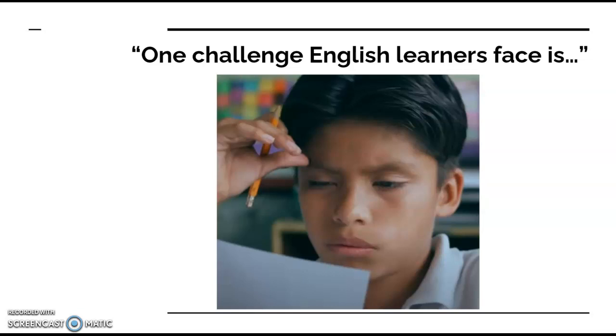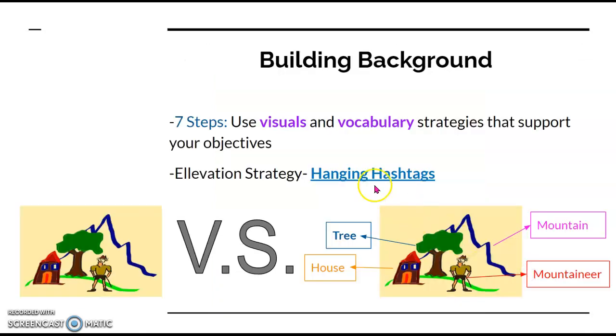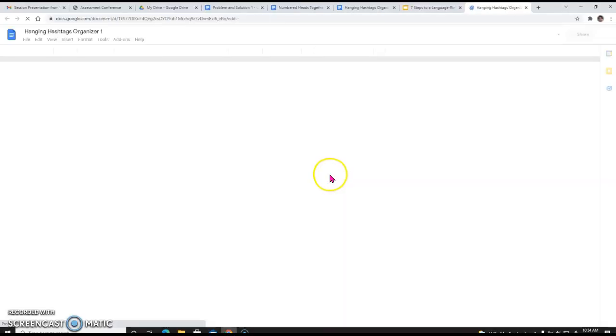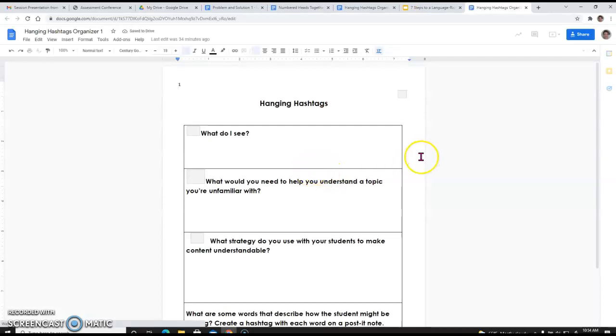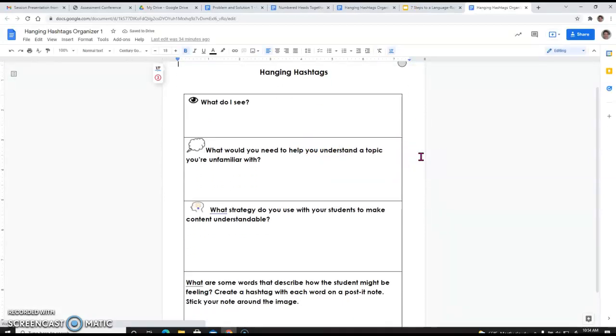And so you guys got a chance to view this picture for a little bit, kind of begin to get an idea of what you think the student is going through. With this, we had an assignment. Our first activity was hanging hashtags, which is one of our Ellevation strategies. It is linked here, so that way if you want to participate and get an idea of what we talked about, we have all the questions here.